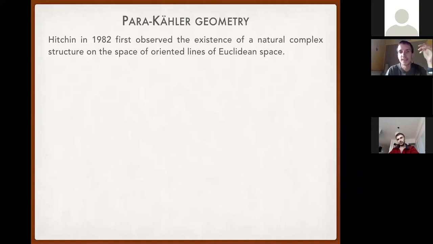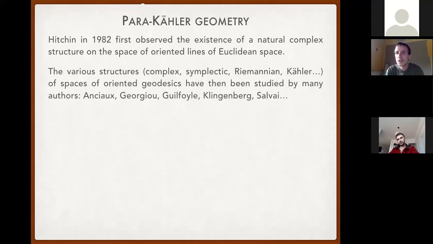There is a parallel story which started with Hitchin in 1982, who observed that if you consider the space of oriented lines in Euclidean space, this has a natural complex structure. And this gave rise to a whole theory of people who got interested in spaces of oriented geodesics in many settings and with many structures. So not only complex structure, but in general, these kinds of spaces are symplectic, Riemannian, Kähler, etc.